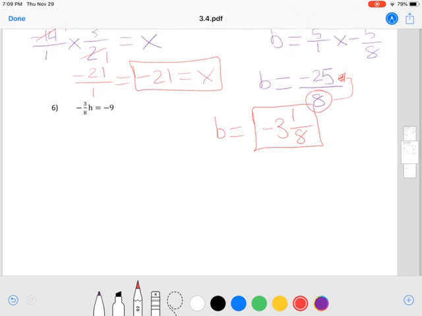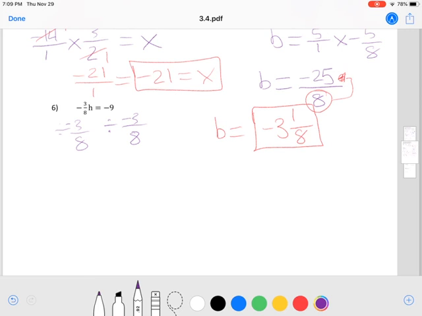Last but not least, number 6, negative 3/8 times h equals negative 9. Again, we're dividing out the fraction because we have to undo that operation of multiplication. And this fraction is negative. Please don't forget about the negative signs, you guys. I know I kind of drilled that into you at the beginning of this unit, and I'm going to keep doing it because we can't forget about those negatives. It makes the problem completely different.